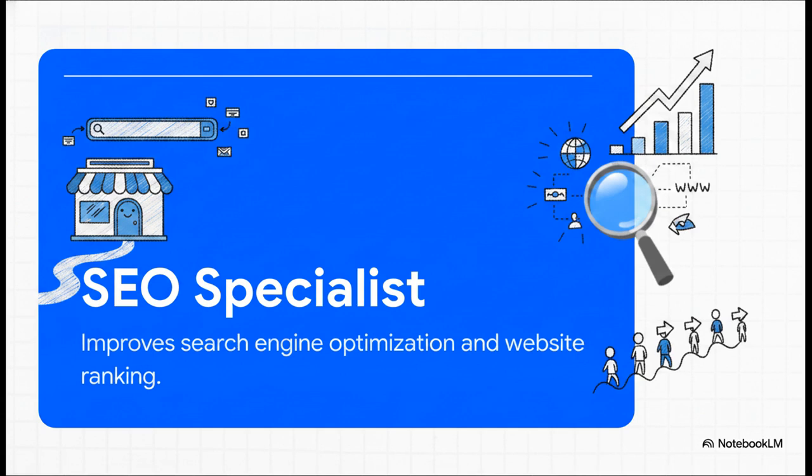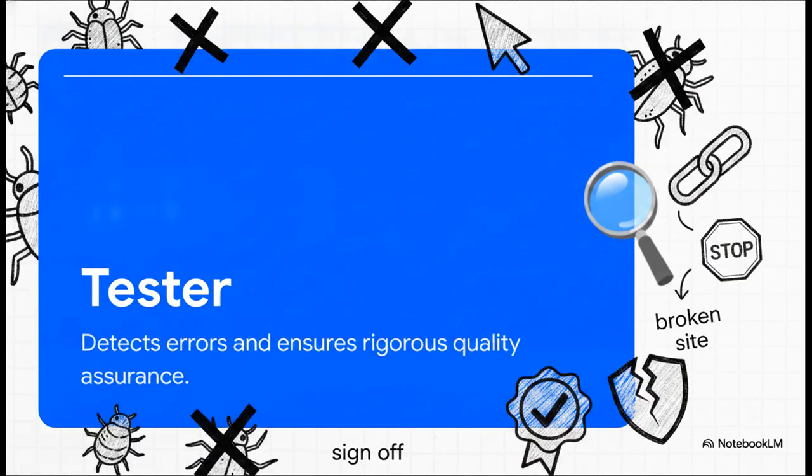This marketer optimizes the site so search engines like Google rank it highly. They basically ensure organic foot traffic actually walks through your digital front door. And finally, right before we cut the red ribbon, we bring in the tester. They are the strict building inspector. Their entire job is rigorous quality assurance.